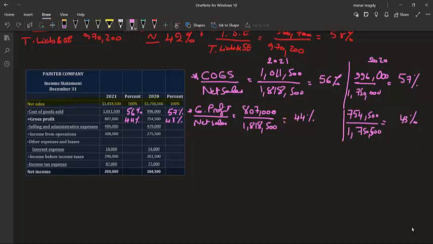And the selling and administrative, we're going to divide this by this and this by this. We're going to do it here. So selling and administrative divided by the net sales equals 499 by 1,818,500 equals 27%.